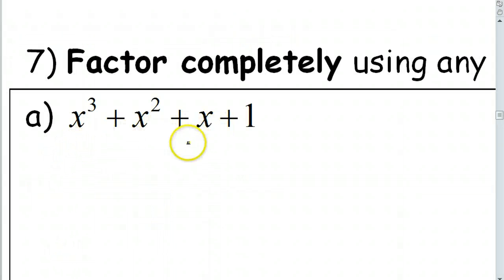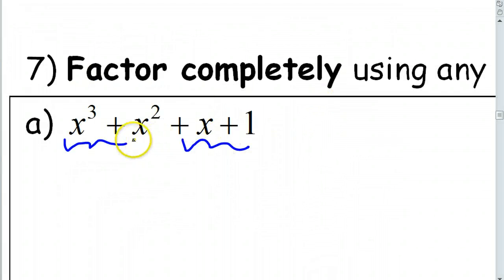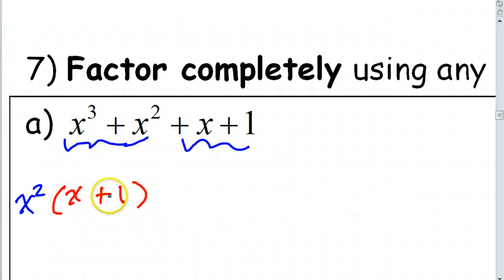When you look at a problem like number 7, you see 4 terms. You should be thinking, okay, probably grouping. That's the first thing you should try when you see 4 terms. So let's remember grouping. You take the first 2 terms and the second 2, and you treat them like a group. Okay, looking at the first group, what's the GCF? X squared. So you take your x squared and you pull it out front. That's going to leave behind x plus 1.